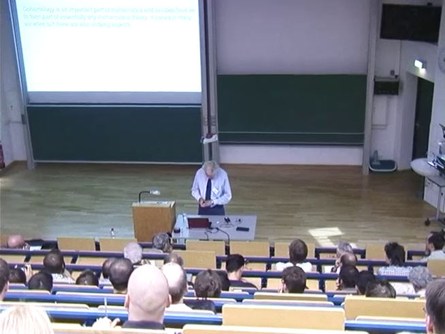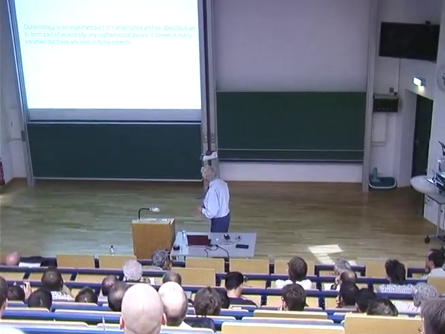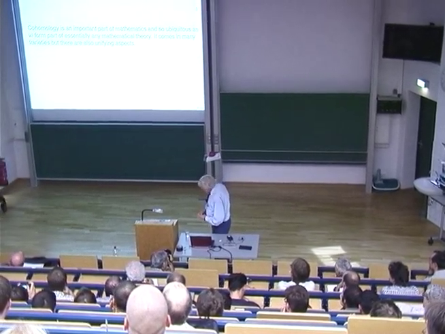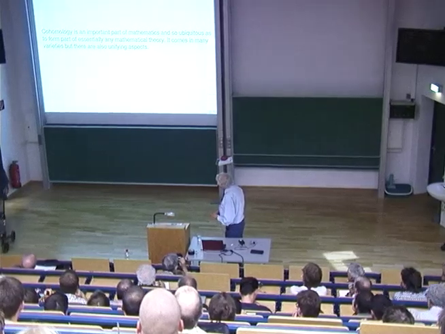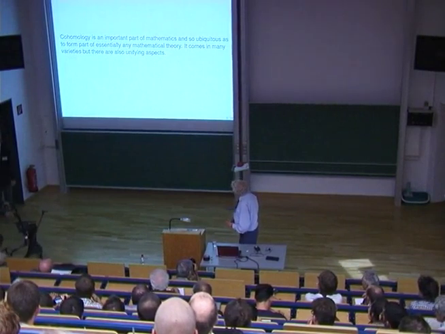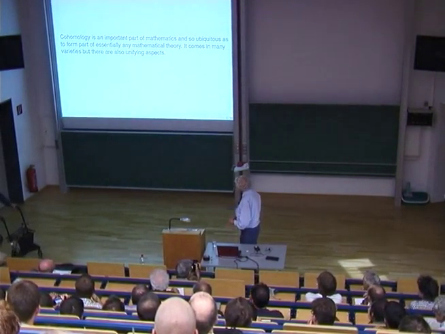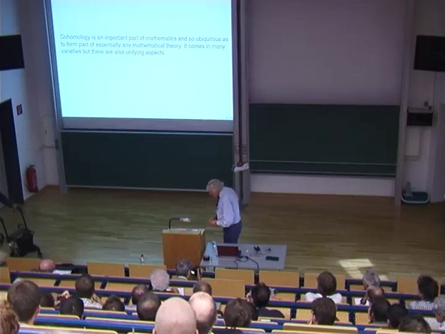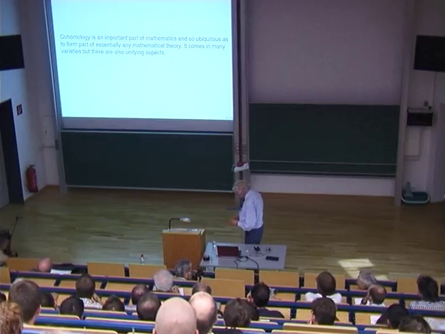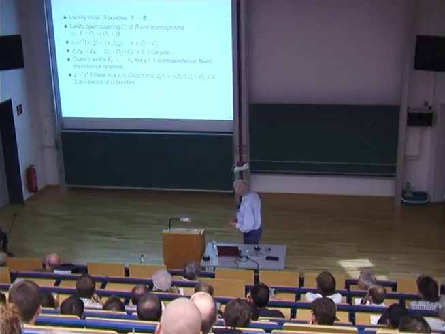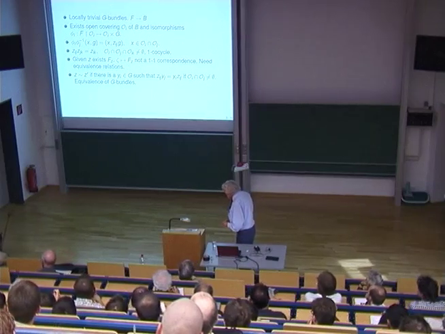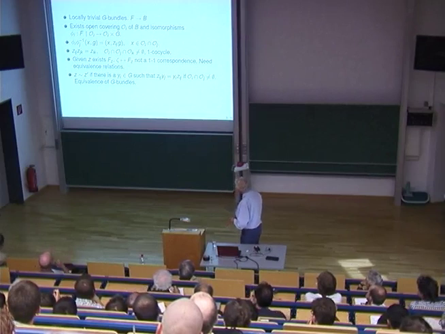So, first of all, a very brief introduction to cohomology. It's not just used in algebraic quantum field theory, but is an important part of mathematics and is so ubiquitous as to form part of essentially any mathematical theory. It comes in many, many varieties, but there are also unifying aspects. I will begin with an example which has a certain similarity with its use in superselection structure.